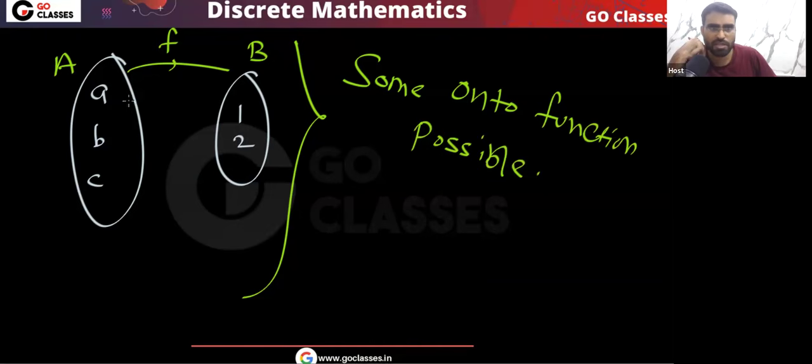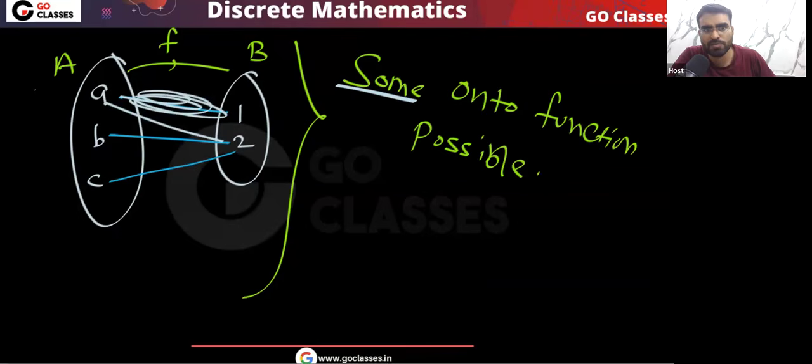Okay. For example, you can create this onto function. So some onto function is possible. Very simple. Can I say every function will be onto? No, every function will not be onto. For example, if A is mapping to 2 instead of this, then this is not onto. So remember, some onto function is possible.